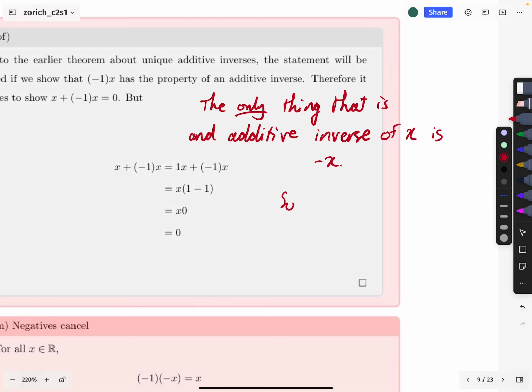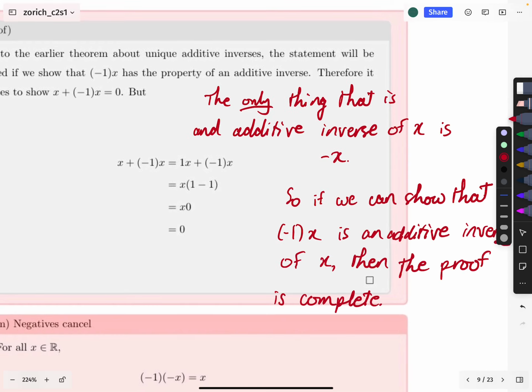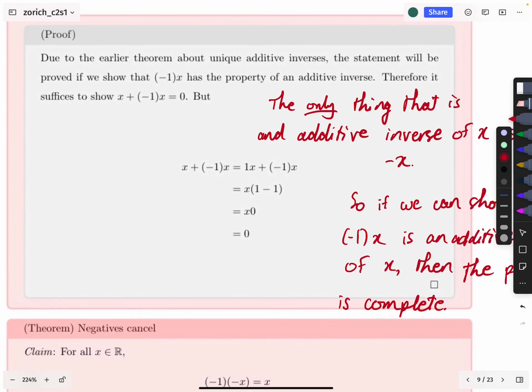Okay, anyway, in order to prove this, think about the fact that we've already proved that additive inverses are unique. So we know that the only thing that is an additive inverse of x is -x. So if we can show that -1 times x is an additive inverse of x, then the proof will be complete. So let's do that, right? Let's try to show that -1 times x, if you add it to x, the result is 0. That'll show that it's an additive inverse, and since we know that this is the only additive inverse, then it must mean that this equals this. Okay, that's the game plan.